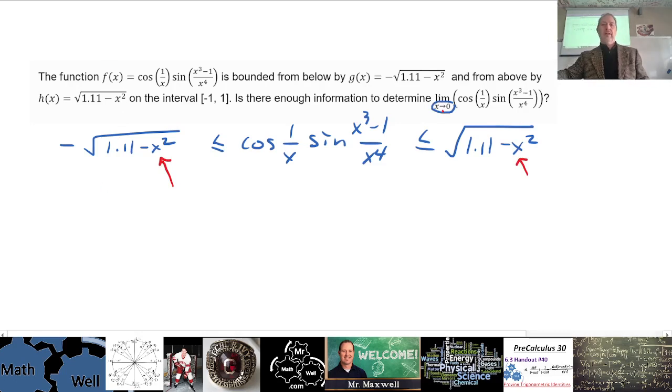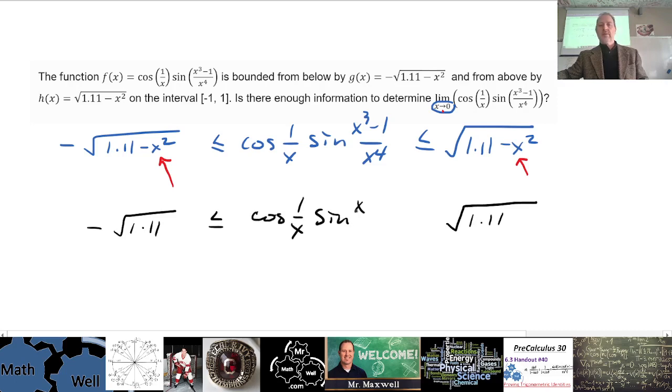So this is going to give us -√1.11. This one's going to be positive √1.11, isn't it? So that's what happens when we put 0 in. So we know that this function is somewhere in between. But I guess the question is, is this enough information? So what do we have to have happen? This limit has to equal this limit. And clearly those are not the same.